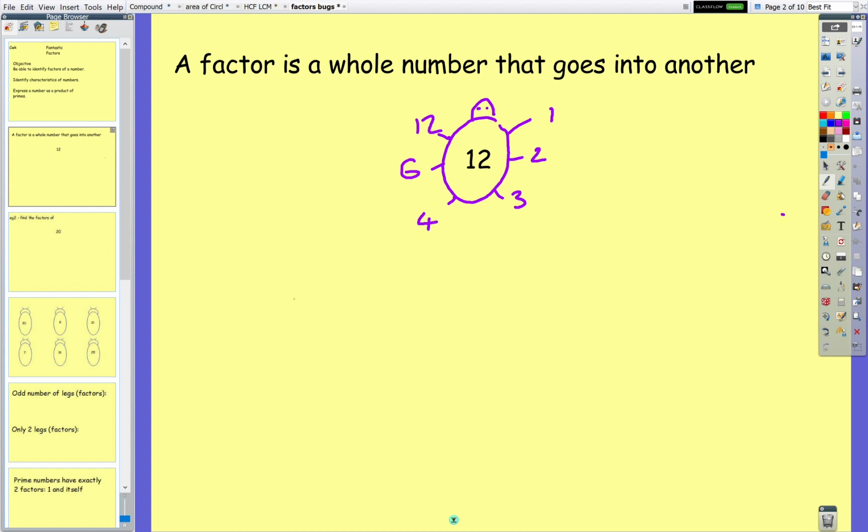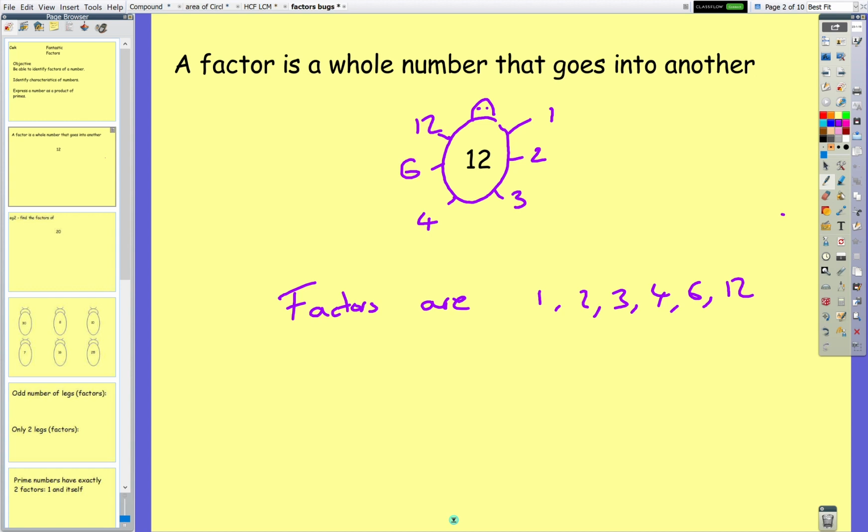Okay, so the factors of 12 are 1, 2, 3, 4, 6, and 12. Now, because they come in pairs, it makes it easy to check. Okay, so things, for instance, like 5 is not a factor because 5 times something would have to be a decimal to give me 12. Okay, so it doesn't work.